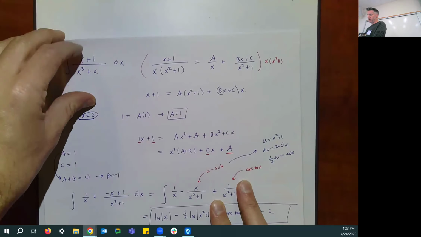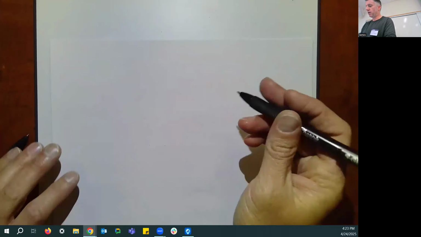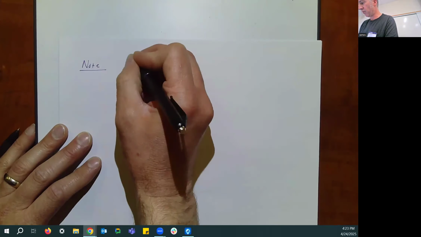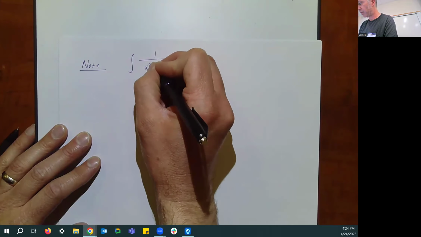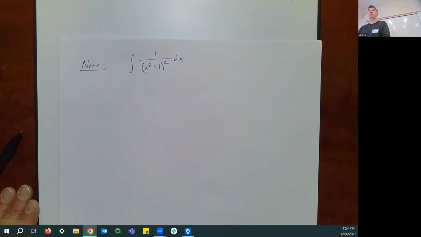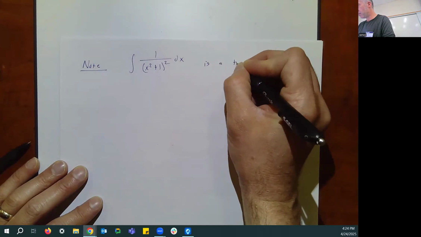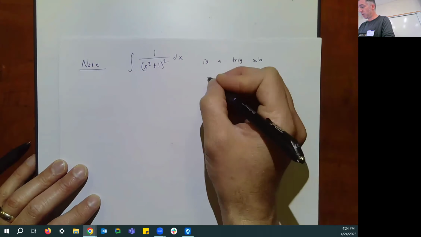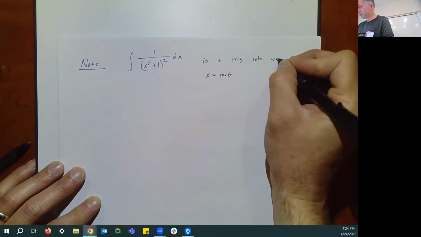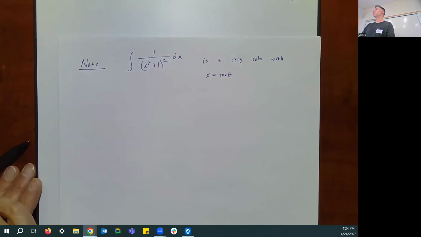And so the problem we're not going to get to today, but I just want to mention, so I'll just tell you. Note the integral of 1 over x squared plus 1 squared is terrible. It is a trig sub problem, where you let x equal tangent theta. It is really not fun.